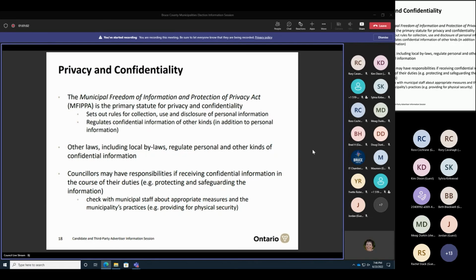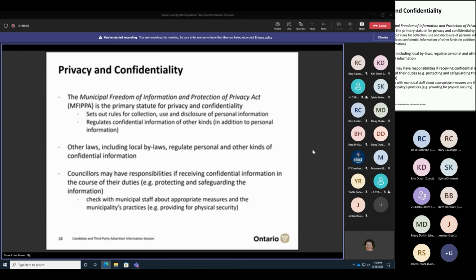Privacy and confidentiality. Personal privacy and other confidentiality issues are an important practical and legal consideration for municipal councillors and staff. The Municipal Freedom of Information and Protection of Privacy Act is the primary statute for privacy and confidentiality. It sets out rules for collection, use, and disclosure of personal information. According to these rules, councillors and staff in most circumstances protect personal privacy and only collect, use, and disclose personal information in accordance with those rules.